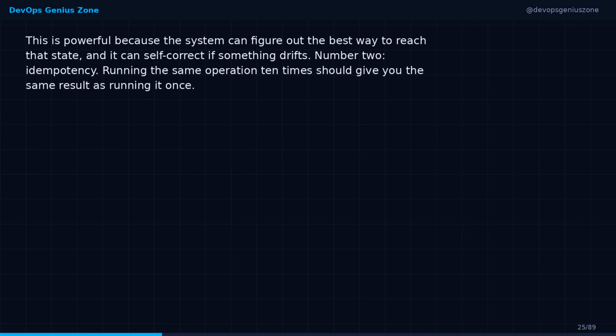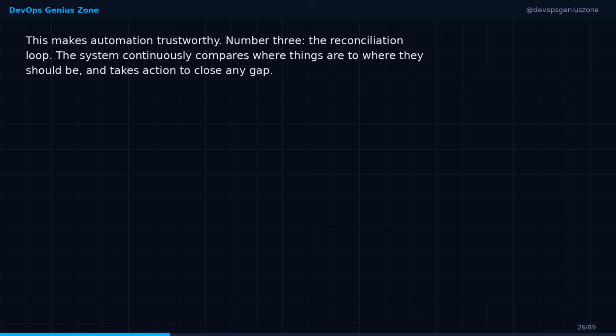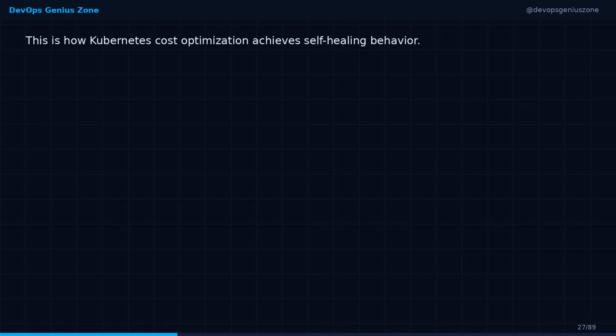There are 3 foundational concepts you need to understand before anything else. Number 1, declarative configuration. You describe the end state you want, not the steps to get there. This is powerful because the system can figure out the best way to reach that state, and it can self-correct if something drifts. Number 2, idempotency. Running the same operation 10 times should give you the same result as running it once.